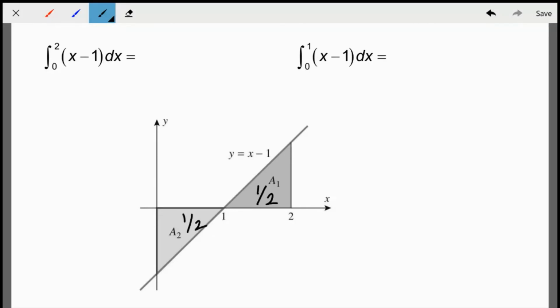So now in terms of the integral from 0 to 2, essentially what I'm going to do here is take the area above the x-axis and subtract the area below the x-axis. And in the end, I'm going to get 0.